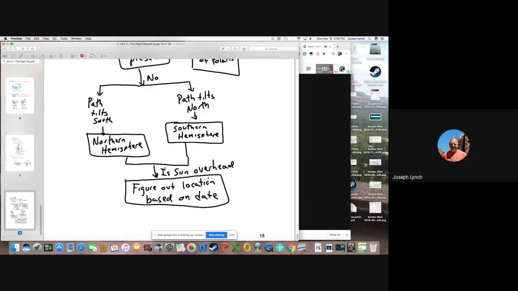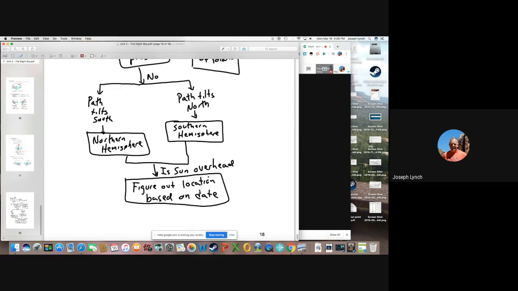If the sun goes straight overhead, you got to figure out the location based on your date. And it's either going to be Tropic of Capricorn if the date is December 21st, Tropic of Cancer if the date is June 21st, and it's going to be equator if it's March or September 21st.